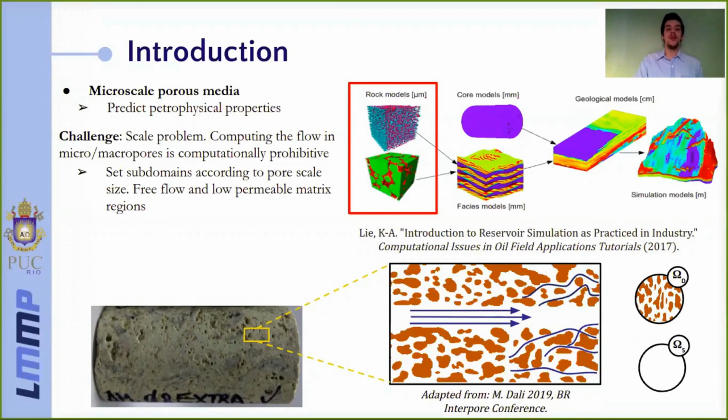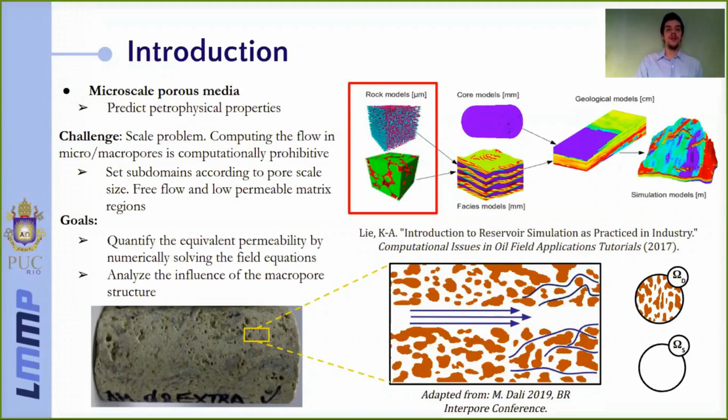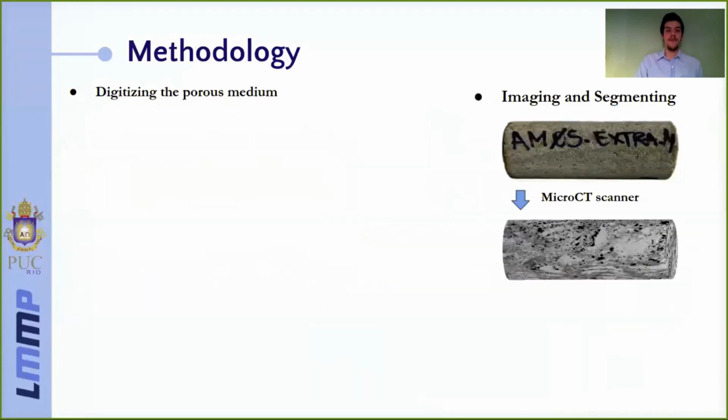So, one possible workaround to this problem is setting two subdomains according to the pore scale size. In that way, the micropores and the rock grains altogether are going to compose a homogeneous region called rock matrix, and the macropores the Vuggy space. Following this approach to tackle the problem, our goal is to quantify the equivalent permeability by numerically solving the field equations and also analyze the influence of the macropore structure on the equivalent permeability.